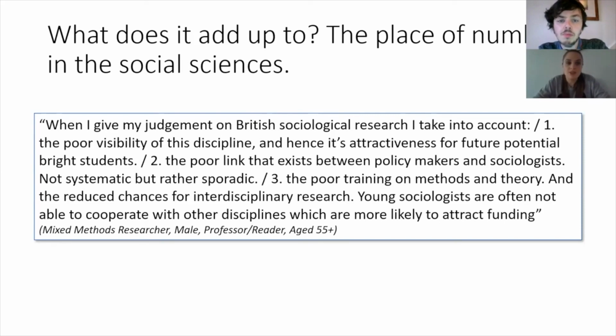So when I give my judgment on British sociological research, I take into account, 1, the poor visibility of the discipline and hence its attractiveness for future potential bright students. 2, the poor link that exists between policymakers and sociologists, not systematic, but rather sporadic. 3, the poor training on methods and theory and the reduced chances for interdisciplinary research. Young sociologists are often not able to cooperate with other disciplines which are more likely to attract funding.